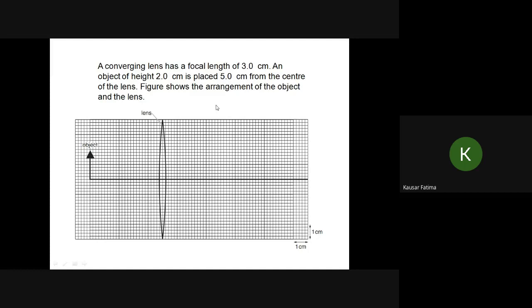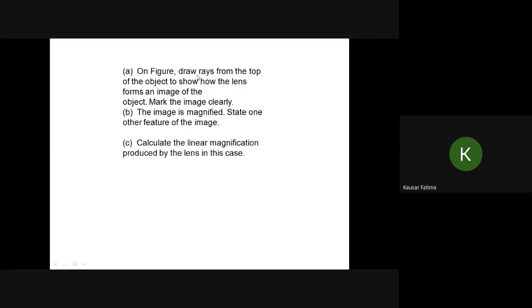The figure shows the arrangement of the object. On the figure, draw rays from the top of the object to show how the lens forms the image, and mark the image clearly. The image is magnified. State one other feature of the image. It will be real. Okay. Calculate the linear magnification.